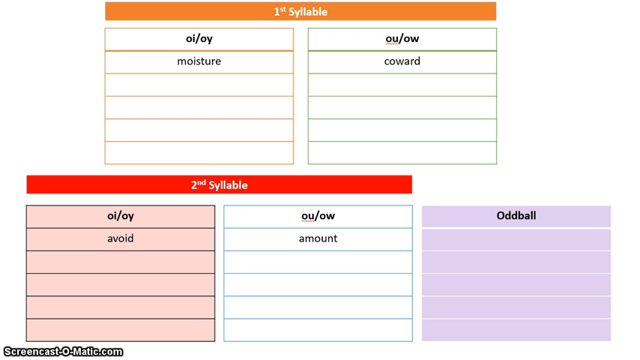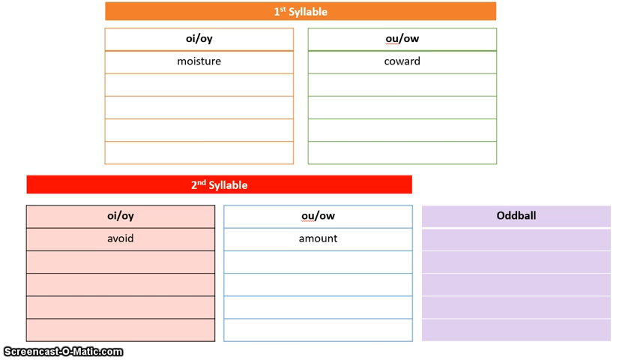Now, let's talk about the words moisture and coward. We're looking for the OI sound in the first syllable. So in moisture, a 2-syllable word, the oi sound is found in the first syllable, and it is made with the O and the I. This is not going to be very difficult as far as sorting goes. You just have to realize what's the difference between a first syllable and a second syllable.